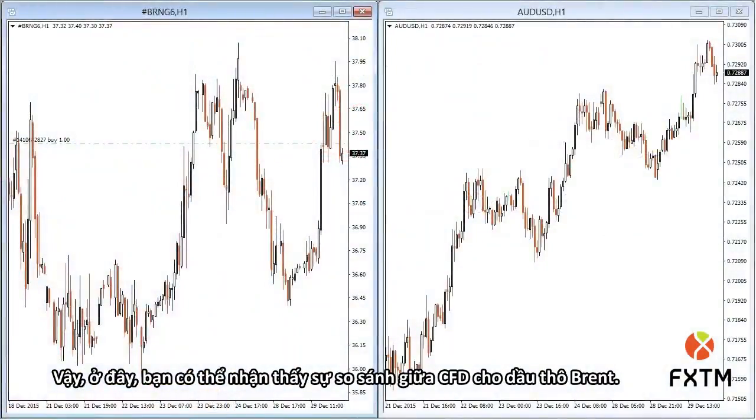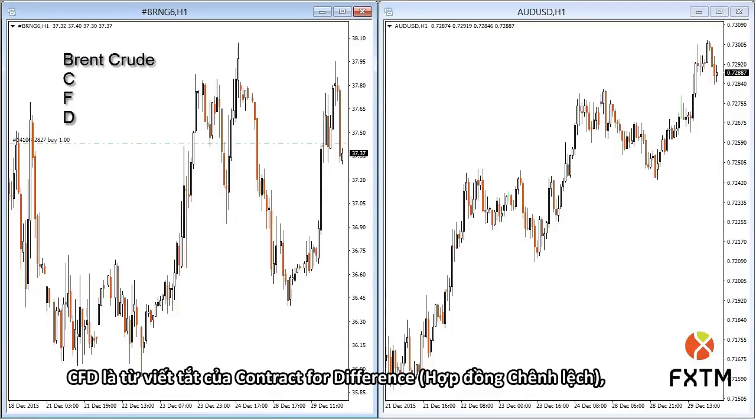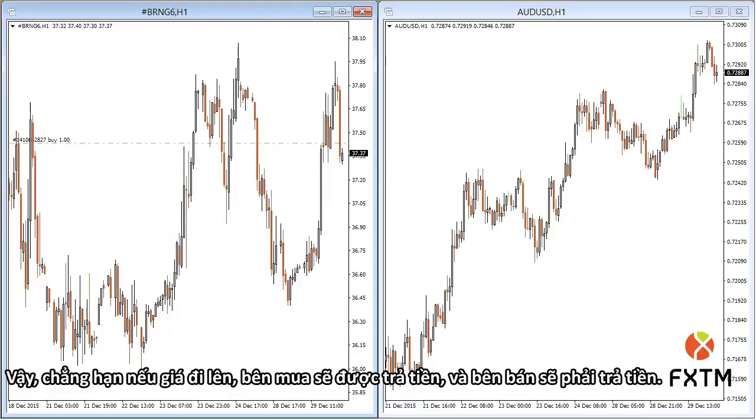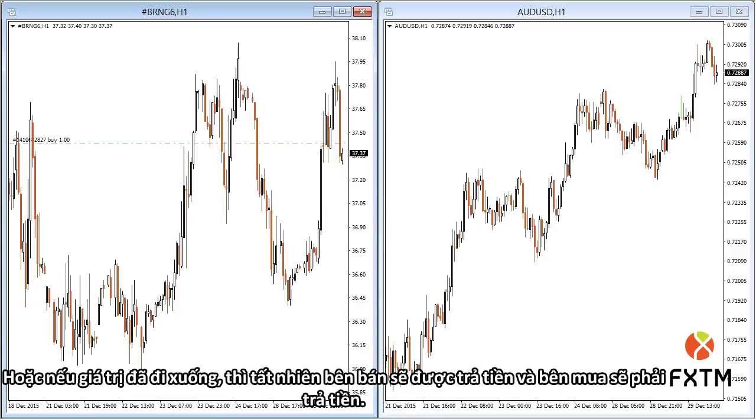So here you can see a comparison using the CFD for Brent crude oil. CFD stands for contract for difference. You could think about it as an agreement between the buyer and the seller to exchange the net value difference at the end of the trade. For example, if the price has gone up, then the long side is going to get paid and the short side is going to do the paying. Or if the value has gone down, then the short side is going to be paid and the long side is going to be doing the paying.